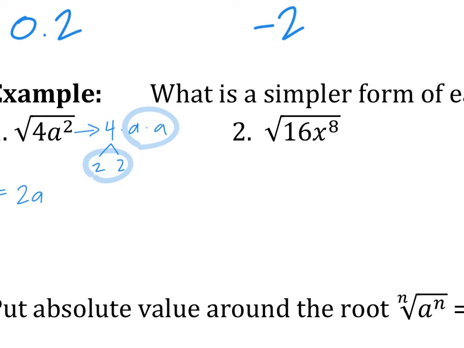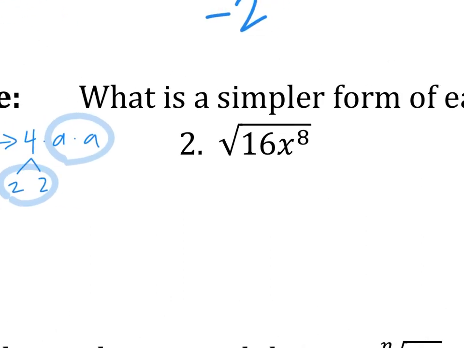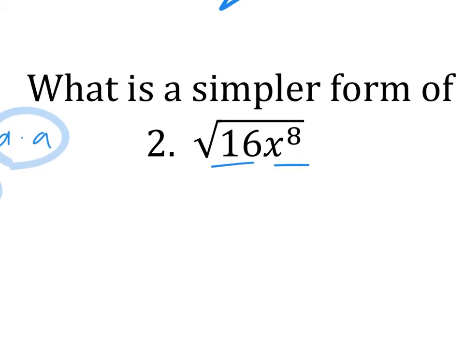All right, number 2. Let's look at the number and the variable separately. What is square root of 16? 4. Good. Now, x to the 8th, let's look at it this way. X to the 8th means there are 8 x's: 1, 2, 3, 4, 5, 6, 7, 8. Again, I'm only going to do this in the beginning. Later on, there's no way you're going to keep drawing these things. You should do it in your head.